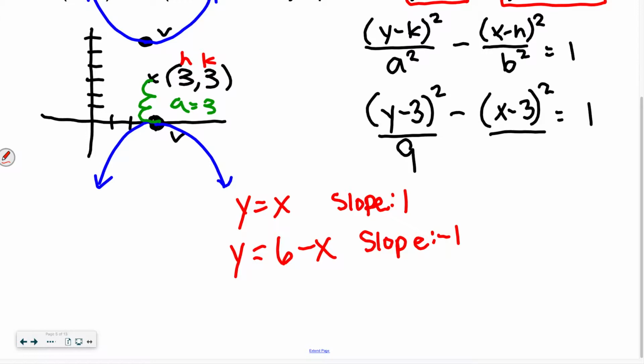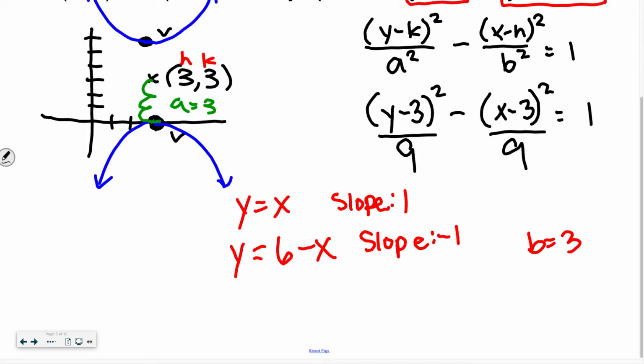Now, on this one, you can think about it two ways. The only way for a over b or b over a to equal 1 is if a and b are the same thing. True? Okay. So if a was 3, then b is also 3. And then I'll put a 9 under there too. Now that's not a circle because of the minus sign. So it has to be a hyperbola. But if that was a plus sign in the middle, it would actually be a circle, not an ellipse. But in a hyperbola, a and b can be the same.